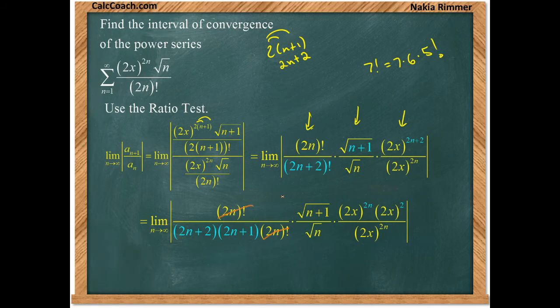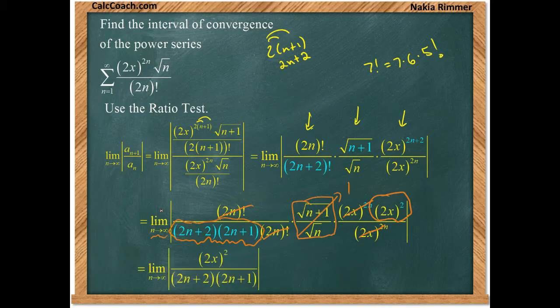Now here's how we cancel. The 2n factorials go away, the 2x to the 2n's go away, and when it comes to root of n plus 1 divided by root of n, as n gets large, it's just going to go to 1. So what's left over is this 2x quantity squared, or 4x squared, divided by 2n plus 2 times 2n plus 1. N is still getting large though. No matter what the x is, the denominator is getting very large. The larger the denominator gets, the smaller the fraction gets. In the end, this is going to go to 0.